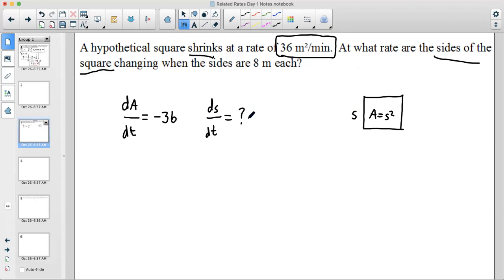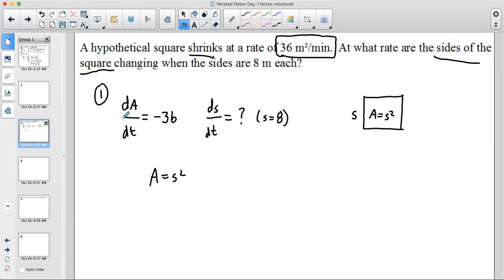So dS/dt is what? And I'm going to write this up here so that we know that this is the side length at which I'm interested in this answer. We're not going to plug this in yet, but we're going to know that after we take our derivatives with respect to time and get our rates, we're going to plug in this S equals 8 to find the rate that we're looking for. So we write down our equation, A equals S squared.